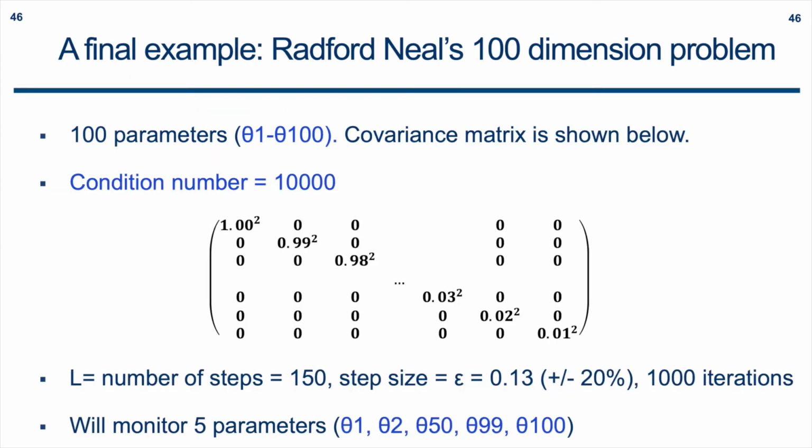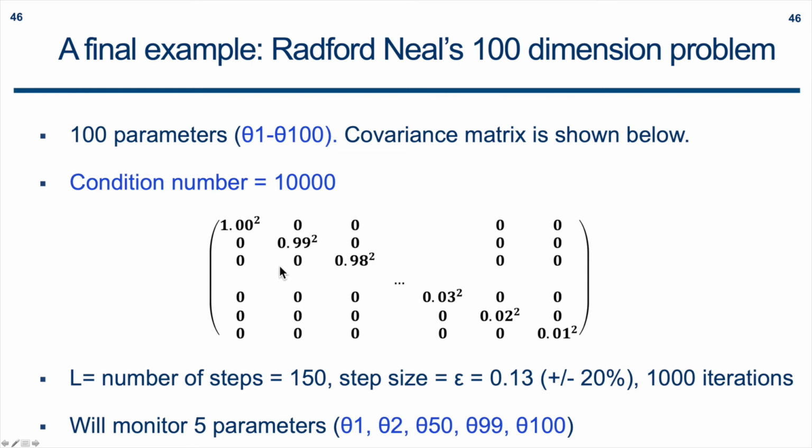So as a final example, I'm going to consider Radford Neal's 100-dimension problem. In this case, he's looking at 100 parameters. We have theta 1 through theta 100. We have therefore 100 momentum variables. And the covariance matrix that he's using is shown below here.